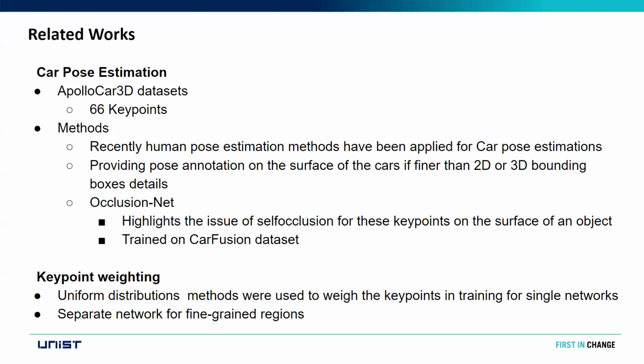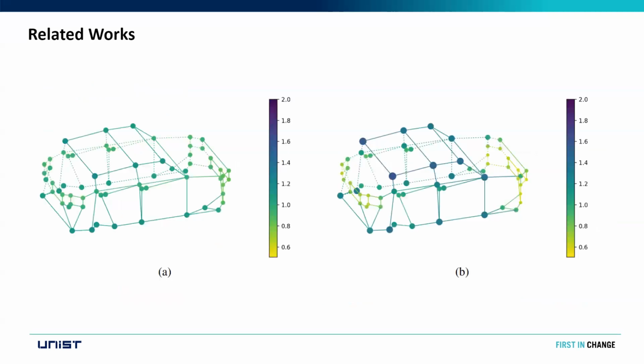So all of the previous works on pose estimation work with fewer key point annotations. So they just assume uniform distributions. Or some of the methods that work with fine-grained regions first detect the coarse key points and then zoom in and detect the fine-grained region, which takes more time. So here's an example of Apollo 3D car, and these dashed lines mean it's occluded, it's not visible.